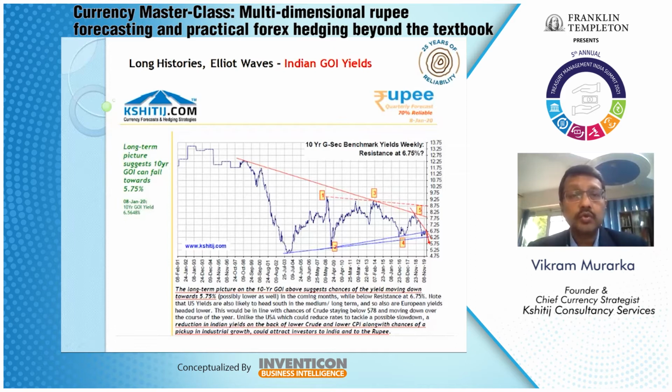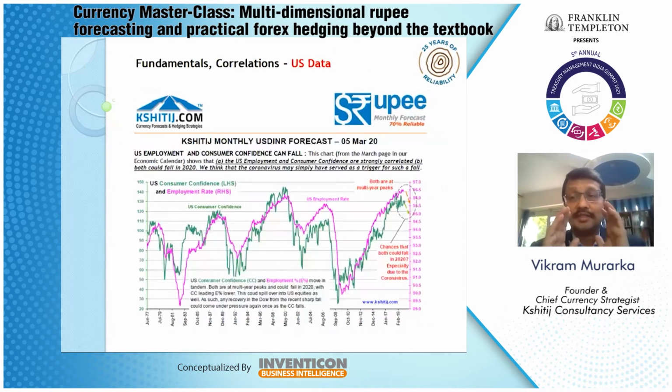Then we go on to a 4th chart. Now this is a very, very interesting chart using fundamentals, US data, and correlations between them. The green line here is the US consumer confidence on the left axis, and the employment rate, the pink line, on the right axis, the employment rate just being the inverse of the unemployment rate that we are all used to seeing. This study was done on 5th of March 20, and we saw that both of them firstly are beautifully correlated, and both of them were at multi-year peaks. So we said that there are chances that they could fall in 2020, especially due to the coronavirus.